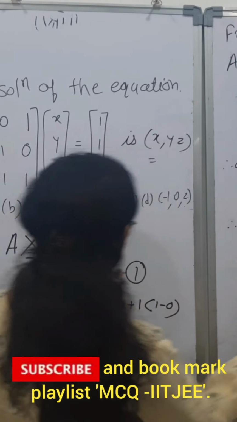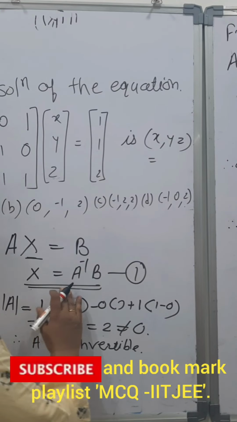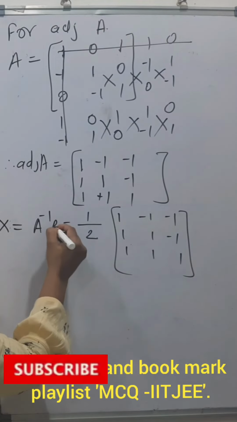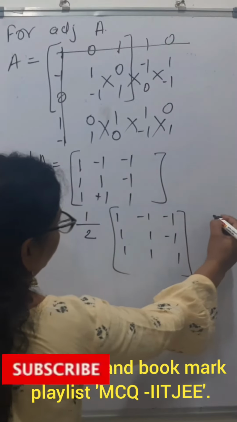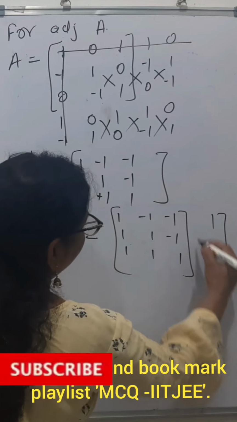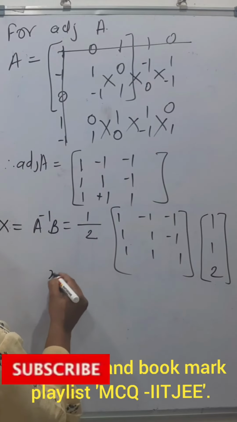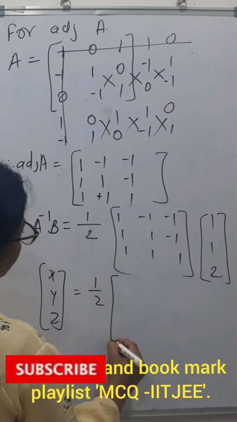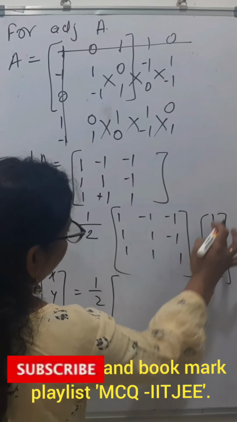Put this value of A inverse in your equation number 1. So we will have X equals A inverse B. Now this is A inverse and B is 1 1 2. Now multiply. X means X Y Z equals 1 by 2 into each row with this column.